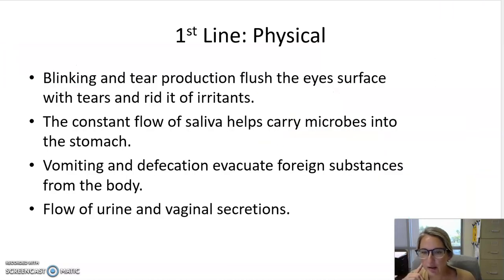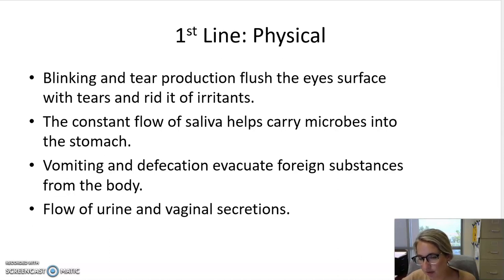We have other physical first-line defenses, which just didn't fit into the skin or respiratory specifically, but if you would get something potentially foreign into your eye, mechanically you would induce blinking, which would push the microorganism out, but also there would be a production of tears, which would flush the microorganism out too.